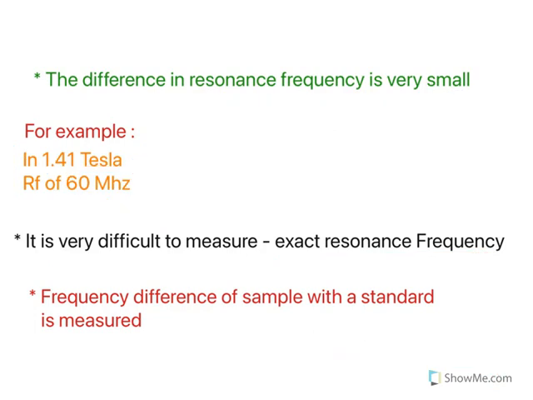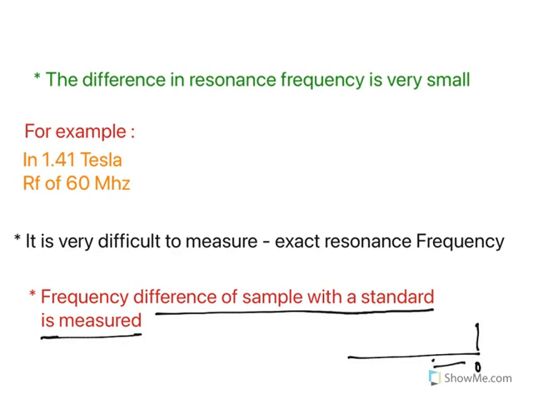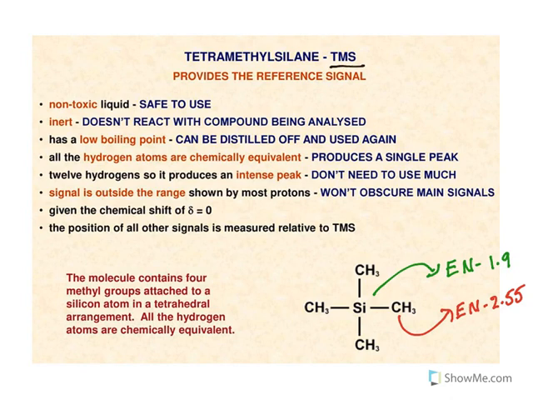So to avoid this, the frequency difference of a sample with a standard is measured. They put a standard at 0 or something like that, and the frequency is measured relative to this standard. And the standard used is tetramethylsilane. The reason why tetramethylsilane is taken as the standard is, look at this.